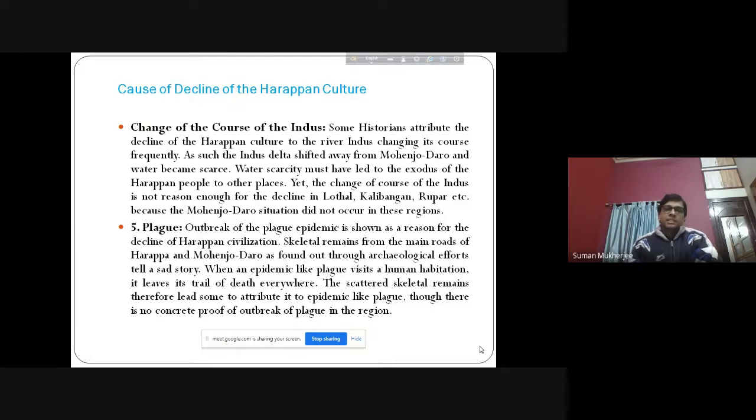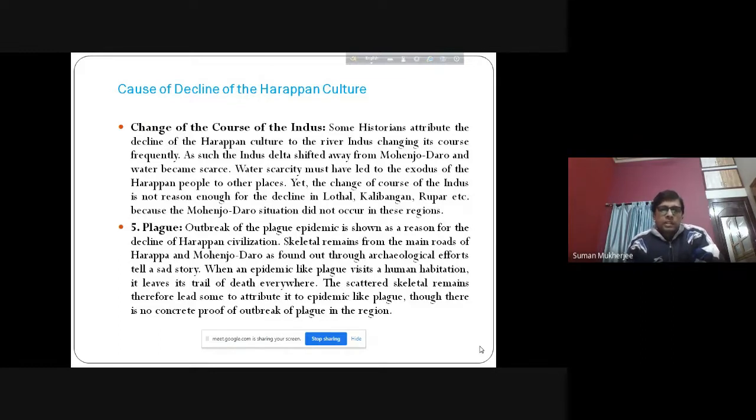And water scarcity must have led to the exodus of the Harappan people to other places. Yet the change of course of the Indus is not reason enough for the decline in Lothal. Actually, we know that Lothal was the big dock in the Arabian area and a big port also. And Kalibangan, Rupar, etc. were also important centers.